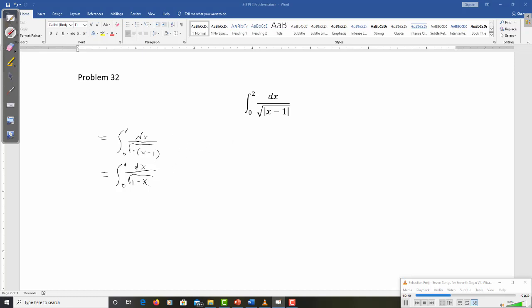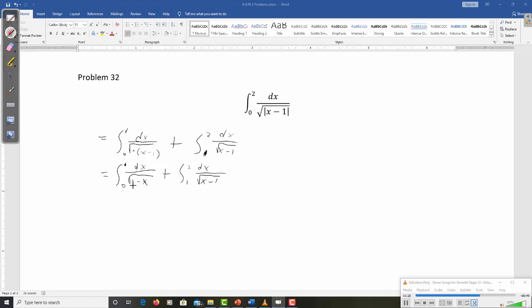And then the other part is no problem at all, because on 1 to 2, the inside of the absolute value is always positive, so the absolute value does nothing. So we're looking at dx over square root of x minus 1. Two integrals here. 1 to 2 dx over square root x minus 1. As far as the integration, shouldn't be too hard.